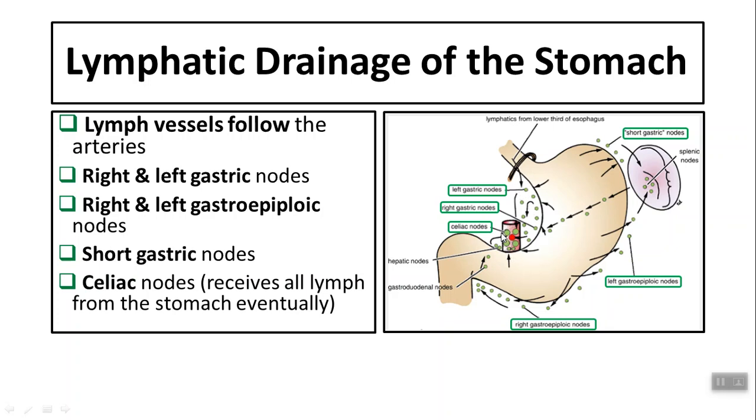The main celiac nodes will receive all the lymph from the stomach eventually, and we can see here the lymph from the right and left gastric will pass eventually to the celiac nodes, from the right and left gastroepiploic, from the splenic and short gastric. All of them will send their lymph through to the celiac nodes. Celiac nodes are situated around the celiac trunk.